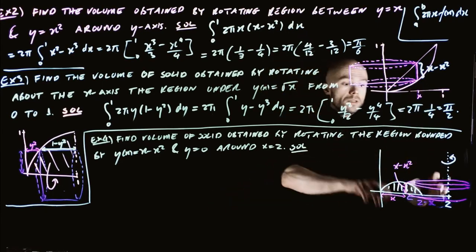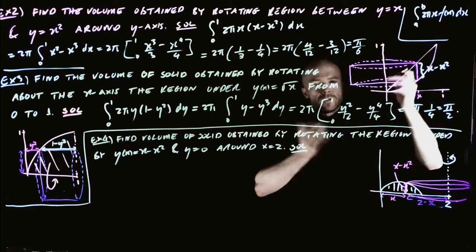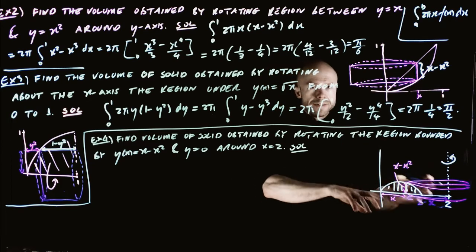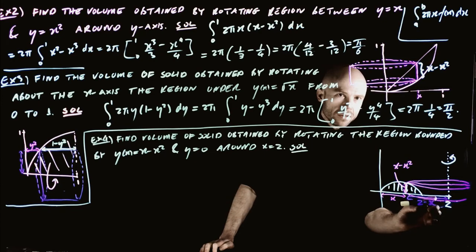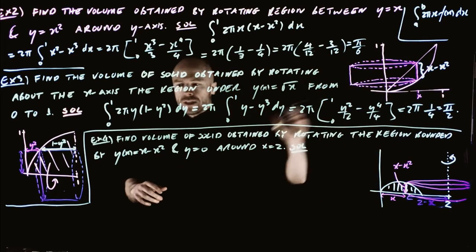So since we are not able to just use x for the radius of the shell, we have to look at the picture to identify the radius of the shell. And the radius of the shell we see is this 2 minus x. So we're going to use the idea, but not the exact formula.